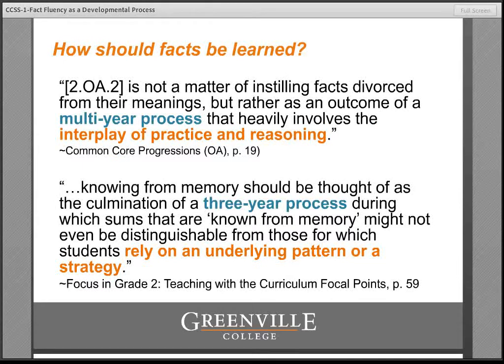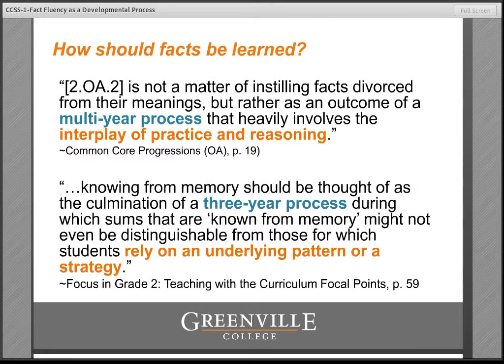Here we see two more quotes. The top one is directly from the Common Core authors, and the second one is from Focus in Grade 2, Teaching with Curriculum Focal Points. The curriculum focal points are one of the documents that occur in the references section of the Common Core standards. There are two primary ideas that we're going to extend from these quotes as we tackle the subject of fact fluency. One is that it is a multi-year process.